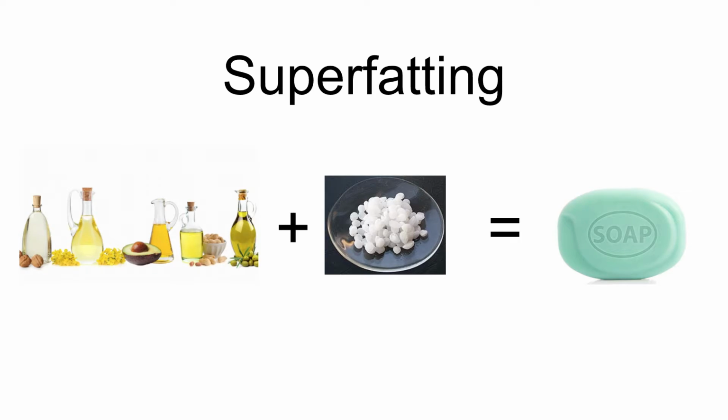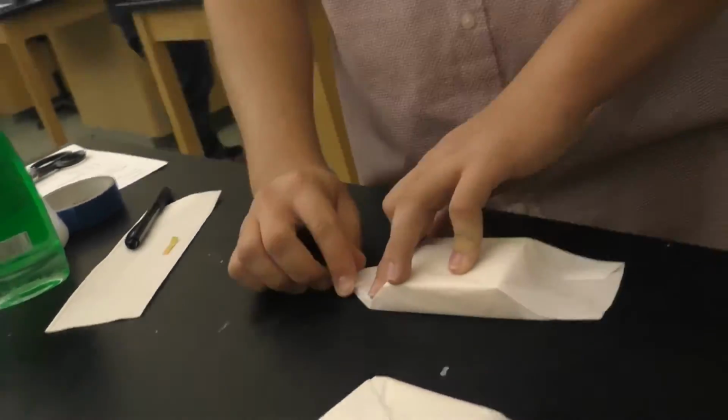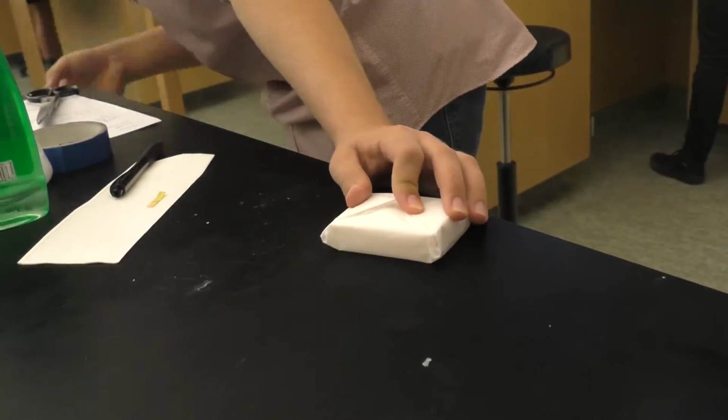To prevent something like this from happening, we use a technique called superfatting. By decreasing the amount of lye in the reaction, we are able to ensure that the sodium hydroxide is the limiting reactant in the chemical reaction, so there will be no leftover lye. For example, superfatting by 5% means that we are using 95% of the lye needed for the reaction, leaving some leftover oils. After we knew our soap was safe, it was time to start packaging.